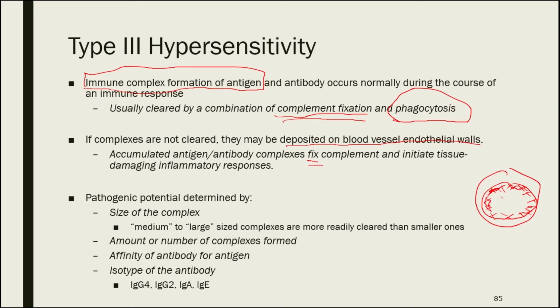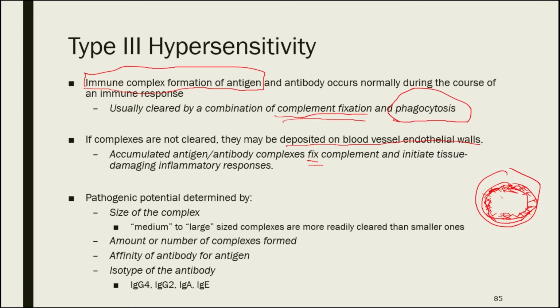Now, when or how do these antigen antibody complexes cause problems? It really depends on their size in many cases. The smaller they are, the more difficult they are to clear. They are not cleared well, and then they get a chance to deposit into the vasculature endothelium wall. The medium to large sizes will be easily cleared, so they are not as problematic, not having as high a potential to be problematic.